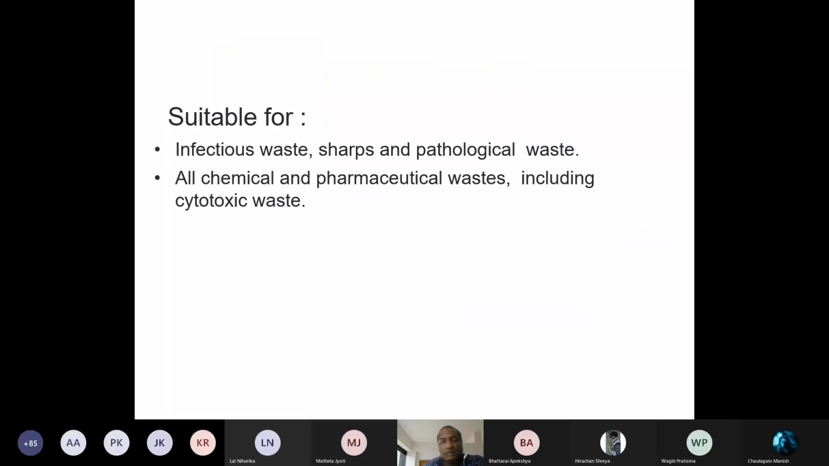Now, the second thing that you should know. This incineration is used for infectious waste. So we don't want any chance by burying or any dumping, because it is very infectious, and it will be a source of infection. So it's totally burnt. Sharps and pathological waste should be totally burnt to ash. All chemical and pharmaceutical wastes, including toxic waste. These are the wastes that are preferably used for the incinerator. Okay.